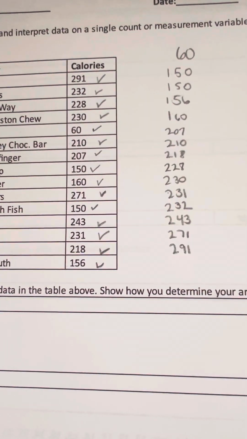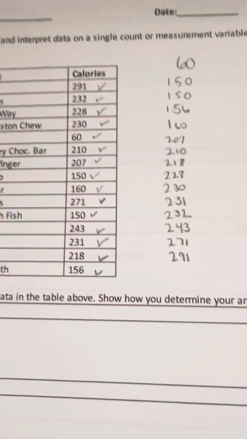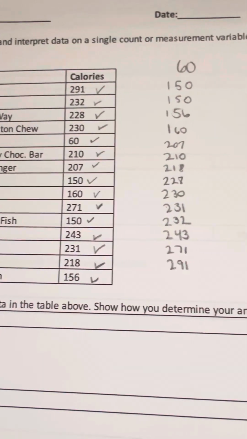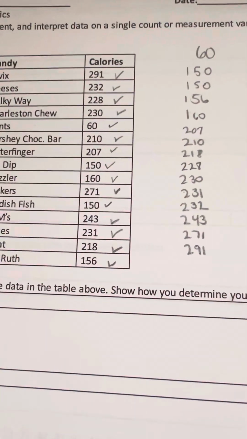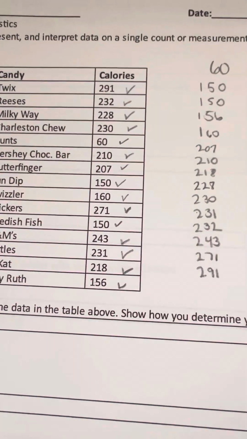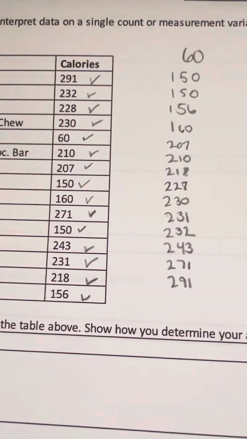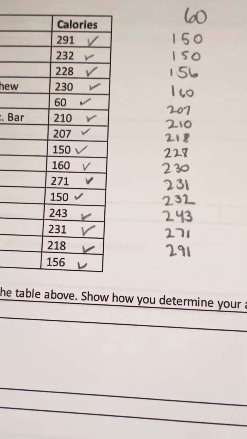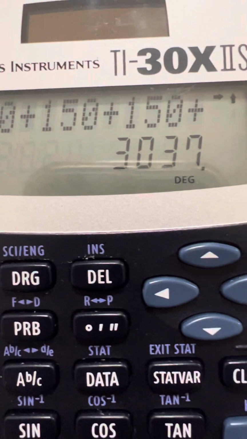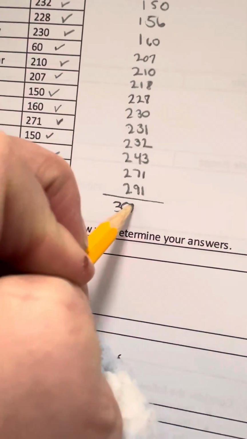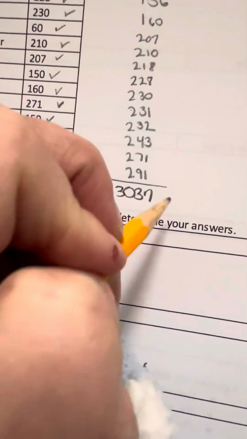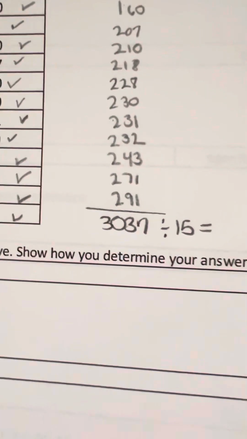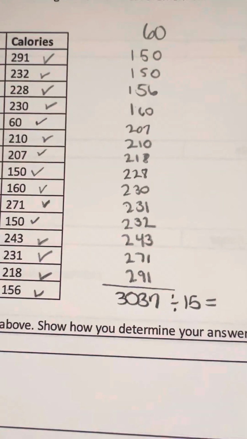So all you're doing is counting up all the calories that we have. We're just going to add them together on a calculator. We have 15 counts of candy bars. So we're going to add all these calorie counts up, and then once we're done adding them up, which we have already done here, it's 3,037. And we're going to divide it by 15 because there are 15 types of candy bars.